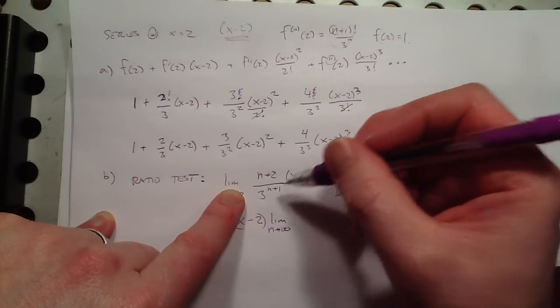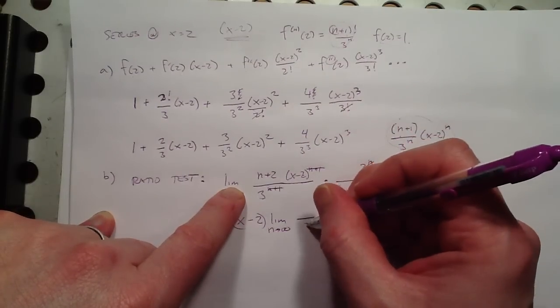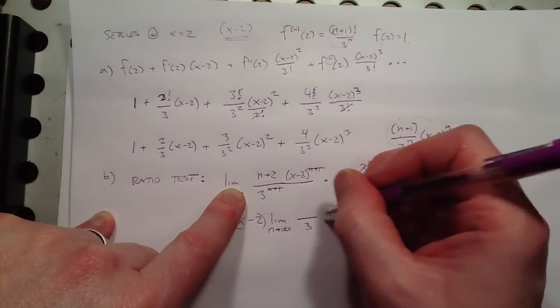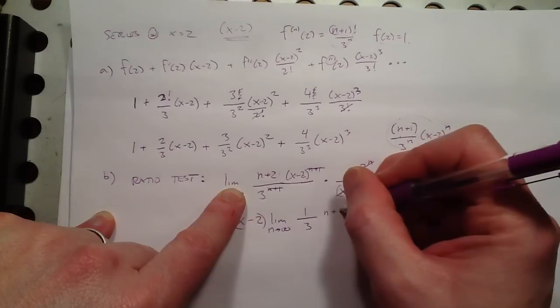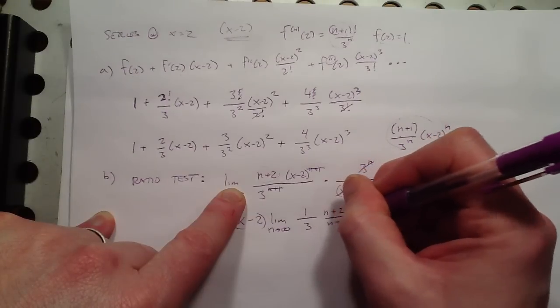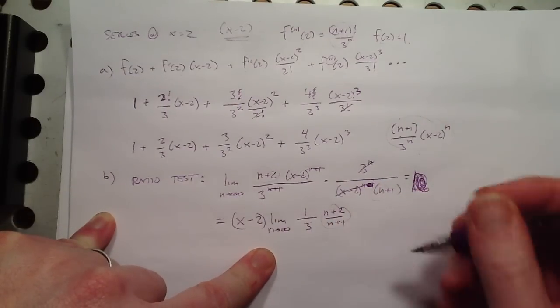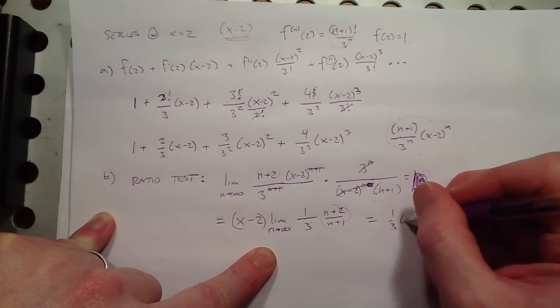And then I have 3 to the n plus 1 and 3 to the n. That gives me an extra 3 on the bottom. And then I've got n plus 2 over n plus 1. So look at that, 1/3 is n plus 2 over n plus 1. That limit right there is just 1. So 1/3 times 1, that's 1/3 times x minus 2.